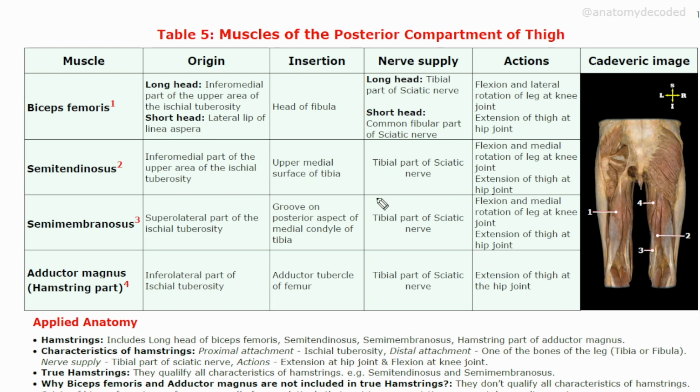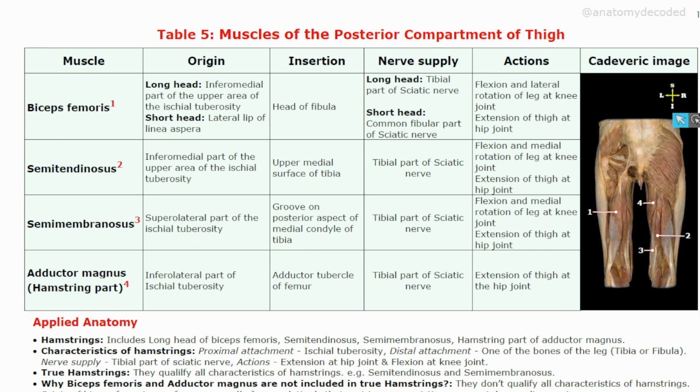Okay, the next muscle is semimembranosus. It arises from the superolateral part of the ischial tuberosity. Then insertion is on the groove on the posterior aspect of the medial condyle of the tibia. Okay, the medial condyle of the tibia posteriorly has a groove where there is insertion of semimembranosus. Now, nerve supply is the tibial part of the sciatic nerve, and action is similar to the muscles that we have learned: flexion at the knee joint as well as extension at the hip joint.